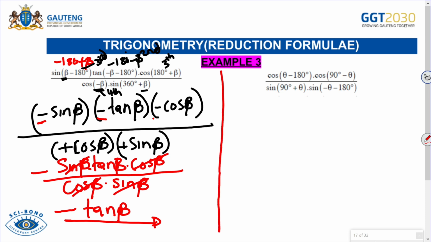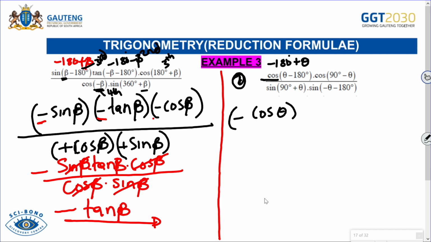Okay, let's move to the other example. So the other example, we've got theta minus 180 degrees. So you'll write it as 180 degrees plus theta. 180 degrees plus theta, we said it's in the third quadrant. So in the third quadrant, cos is going to be negative. So you'll get negative cos theta.